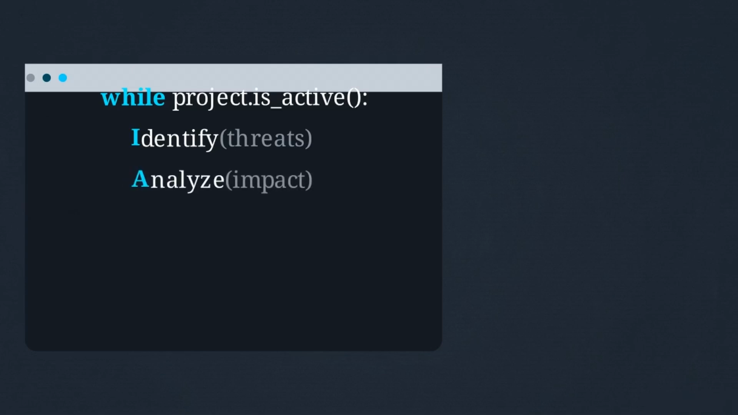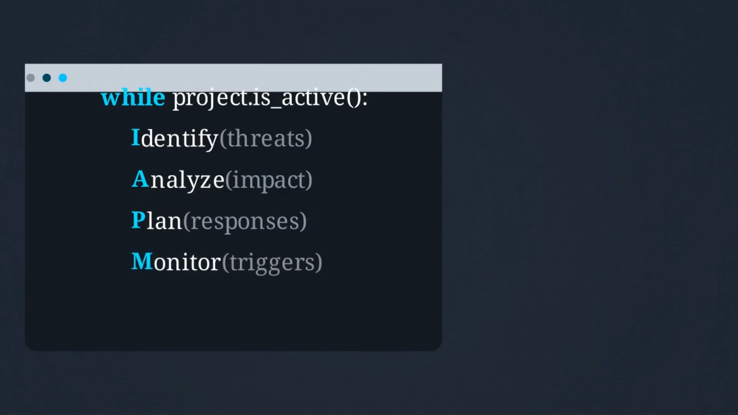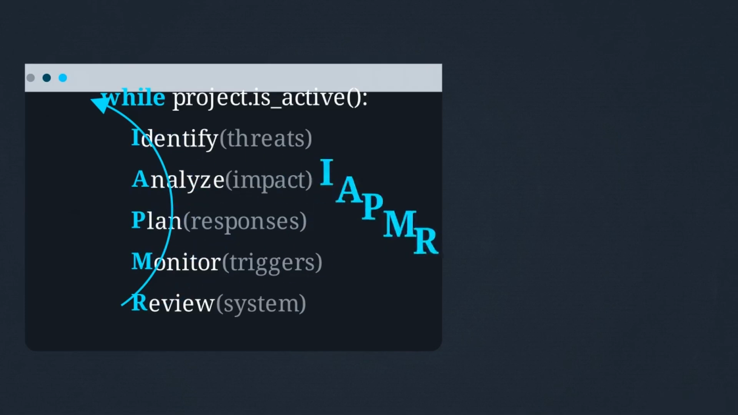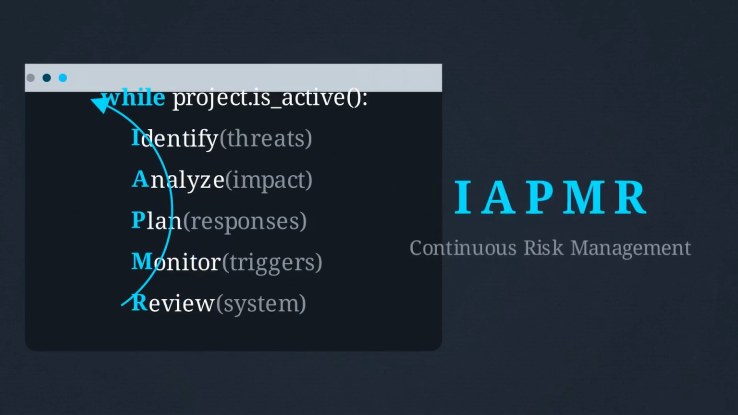Next, the team must analyze the potential impact of those threats and plan specific response strategies to neutralize them. Because the project environment constantly shifts, managers must actively monitor the system for specific trigger conditions. Finally, they review and update the system as the project evolves, completing the IAPMR loop.